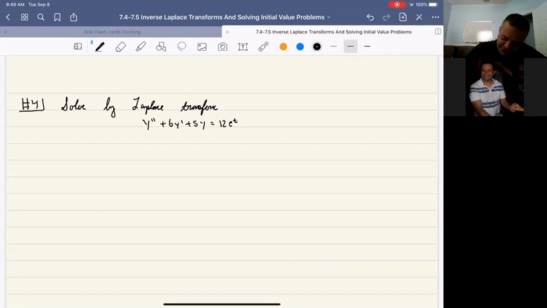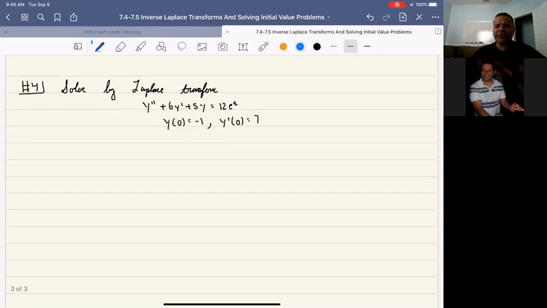Oh, I do need initial conditions. y of 0 is -1. y prime of 0 is 7. Okay? So now let's go ahead and take the Laplace transform of the things we need. So, let's call the Laplace transform of y, I'm going to again use a cursive y for that.